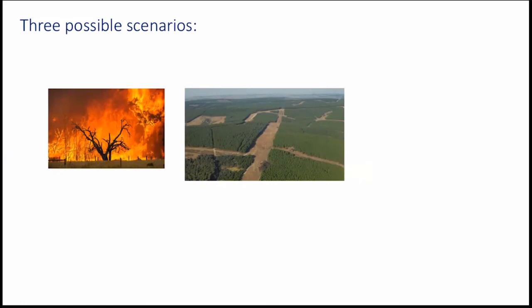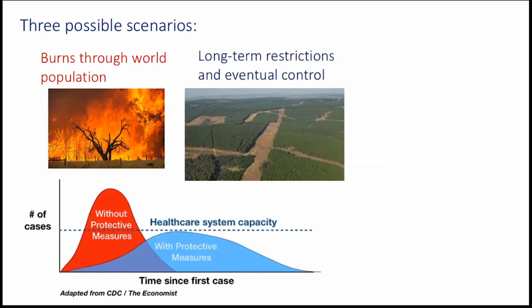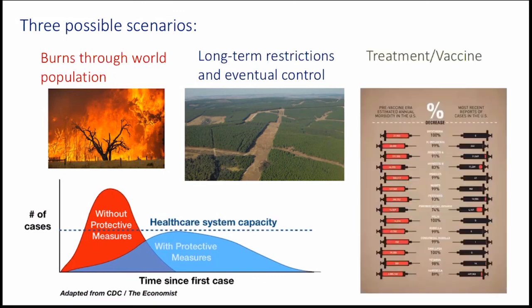I guess there are three possible scenarios. One is that this virus, similar to the 1918 flu epidemic, burns through the human population, leaving those infected who survive immune, and the virus eventually runs out of fuel and ends. The second is that we put in long-term restrictions and are successful at controlling the virus. This is similar to fire breaks, using the forest metaphor, that slow the spread of the wildfire. And the third is that we are able to develop treatments to reduce the severity of disease, or a vaccine which could prevent people from becoming infected.